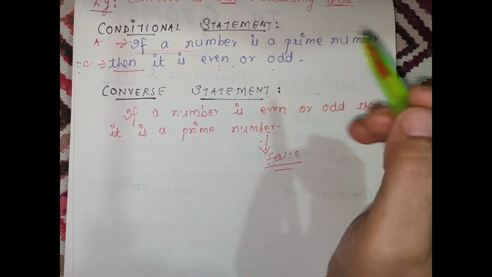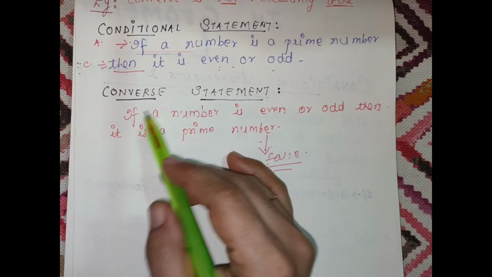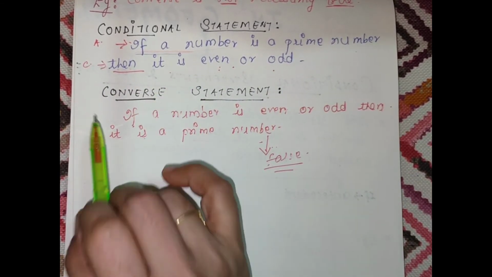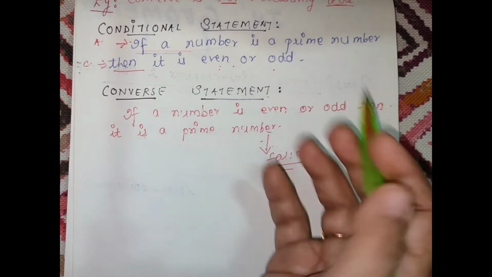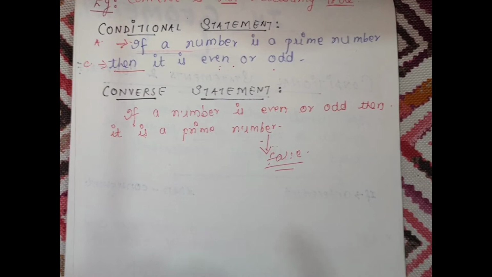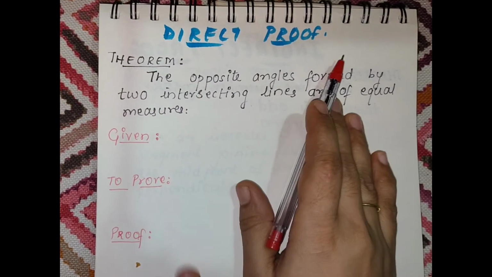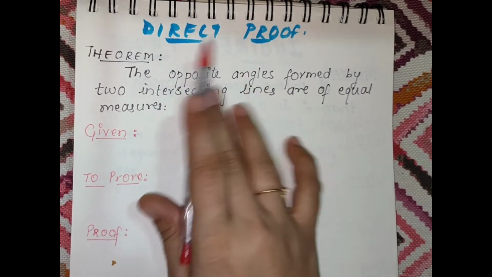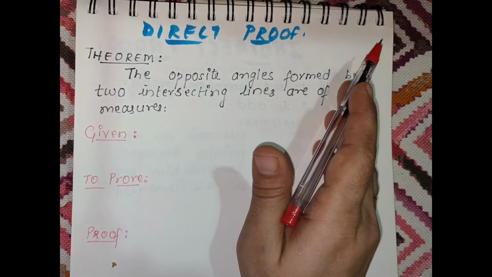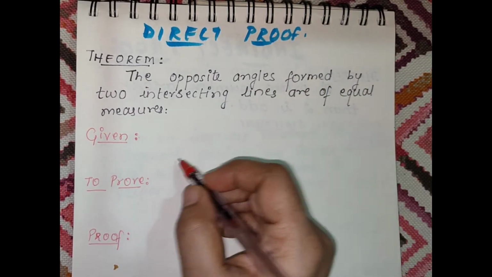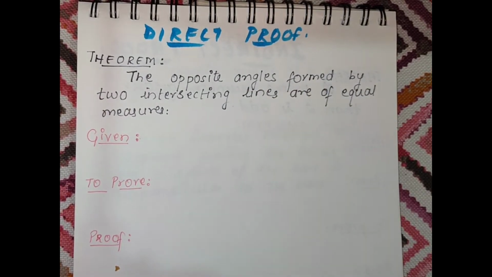Okay students, so this much is clear about conditional statement and converse statement. The if part is the antecedent and the then part is the consequent, and if you interchange them, it becomes a converse statement. Now students, we will study two different types of proofs: one is direct proof and one is indirect proof.